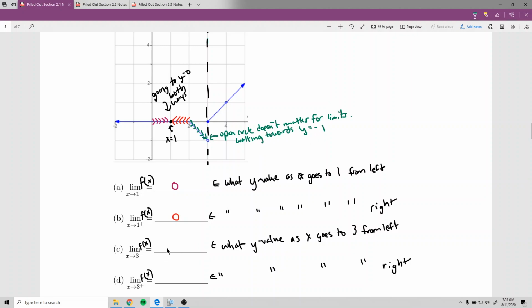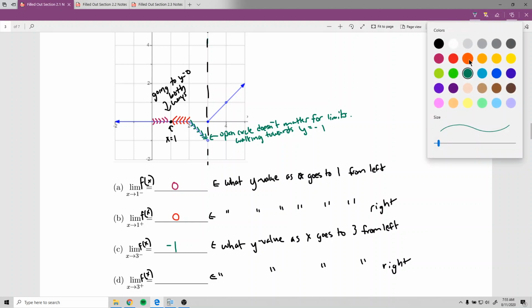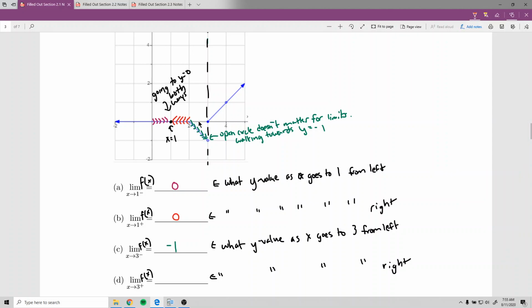So for part C, the answer is -1. The y value we are walking towards is -1 right here. And then as we go towards the 3 from the right, we want to look at this point, not this point down here, but this point up here, because towards the right, we're on this little section. So imagine walking from 4 towards 3 from the right.